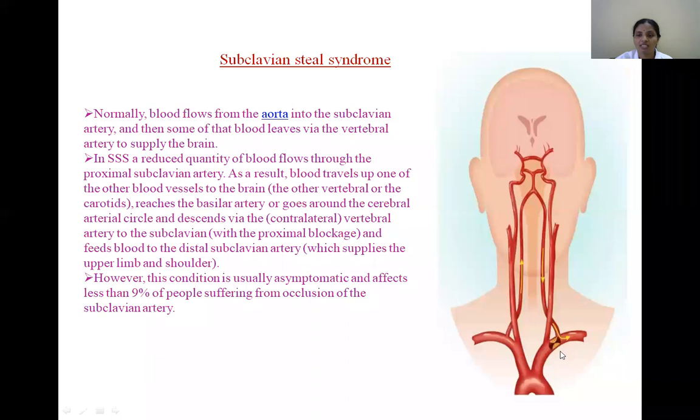This is also known as subclavian steal syndrome. It steals some blood through this route. This condition is usually asymptomatic. There are no symptoms because it is through this collateral circulation. It affects just below 9% of people. There are no lesions.